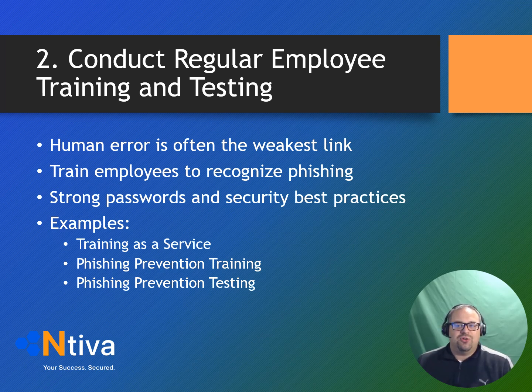They lead to ransomware. They lead to all sorts of security incidents that you don't want. And it starts with weak employee testing. Human error is often the weakest link in your company, especially if you're a small company. So you need to be training your employees to recognize phishing. All right. Strong passwords and security best practices are also part of training, but having your employees do monthly training, doing quarterly training, and then actually doing testing as part of that training is actually one of the top things that you can do to make your company more secure.